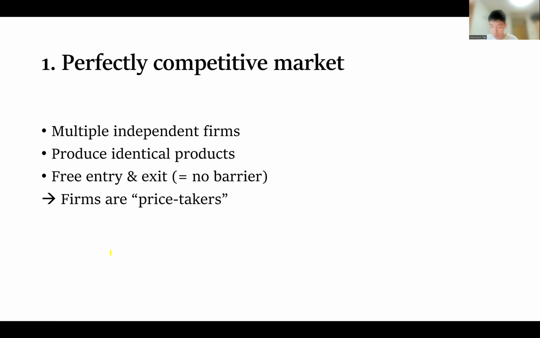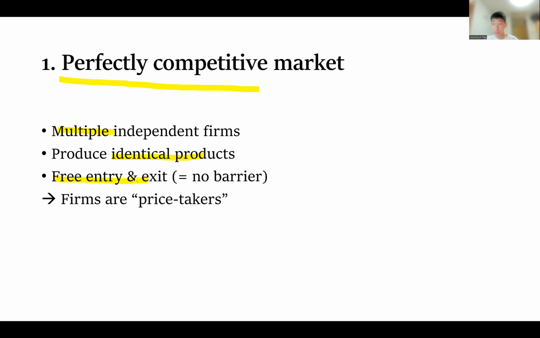A perfectly competitive market is where numerous firms are infinitely competing with each other, like the name suggests. So there are three characteristics: there are multiple firms, they produce the same products, and free entry and exit is possible. It means there is no barrier to come into a market.